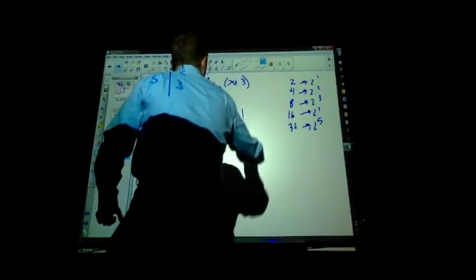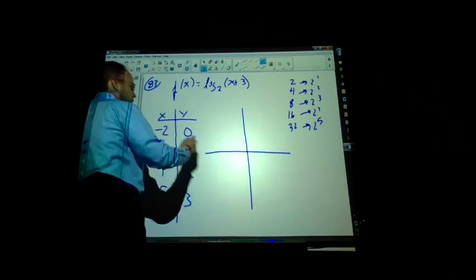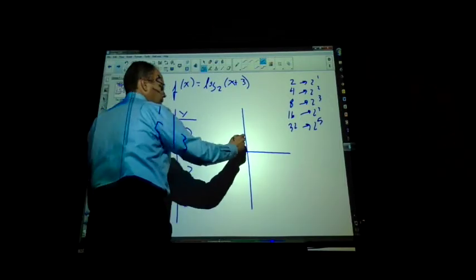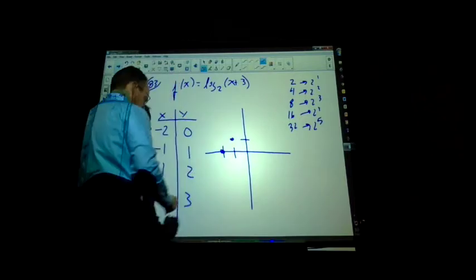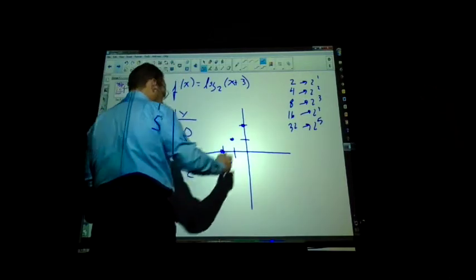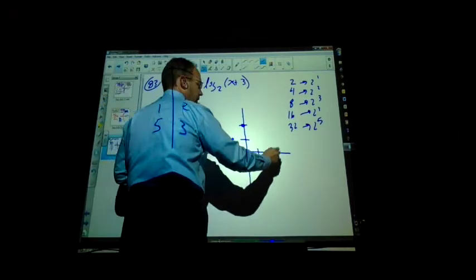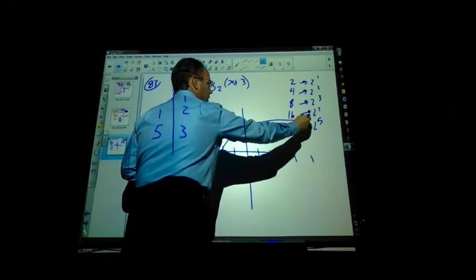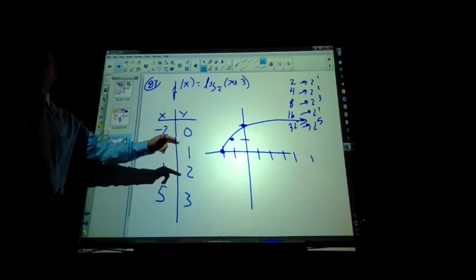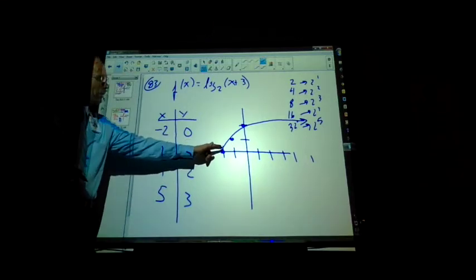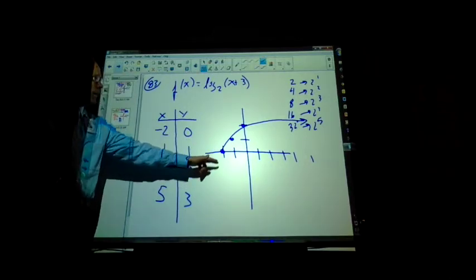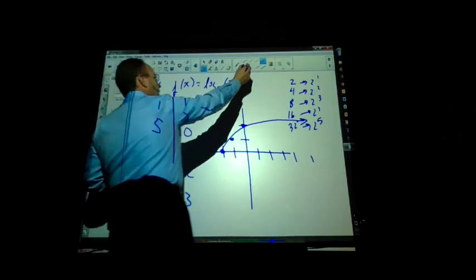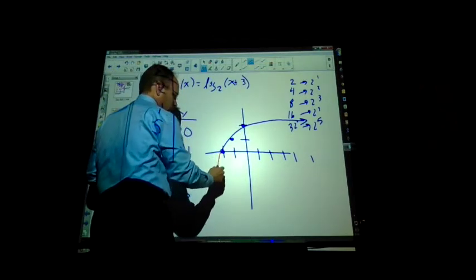All right, so let's graph it. Let's see what we're going to get. So I get negative 2, 0. I get negative 1, 1. 1, 2. And then 5, 3. Question for you. What's it going to do? Is it going to start coming down? I need to know. Is it going to do this? No.